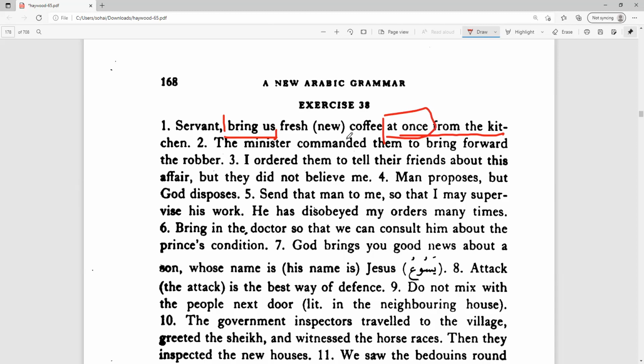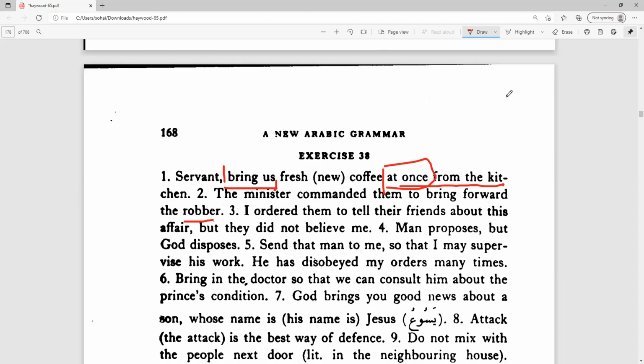Okay, number 2. The minister commanded them to bring forward the robber. So the minister is al-wazir and command is amara. So amarahum al-waziru. To bring forward is like with qaddama, so it will be yuqaddimu. So amarahum al-waziru yuqaddimu as-sariq.